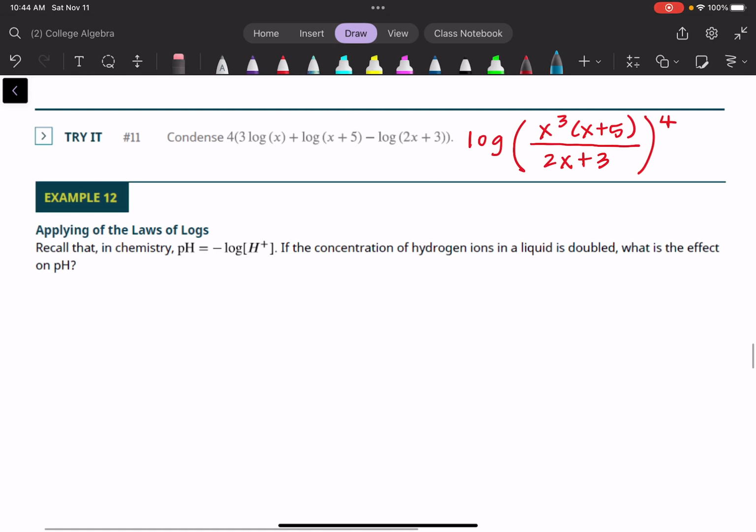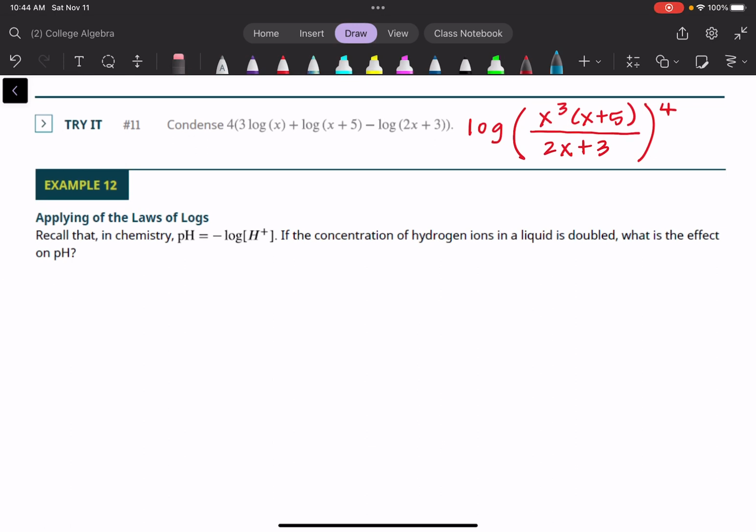If you want to try number 11, pause the video and see if you can obtain the same thing I do.